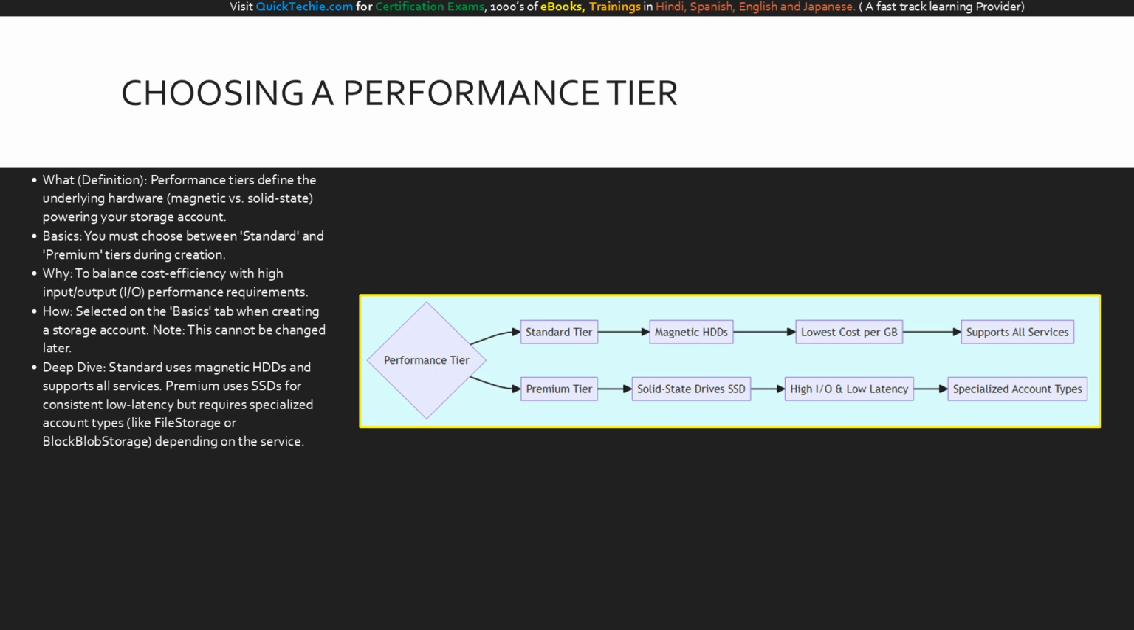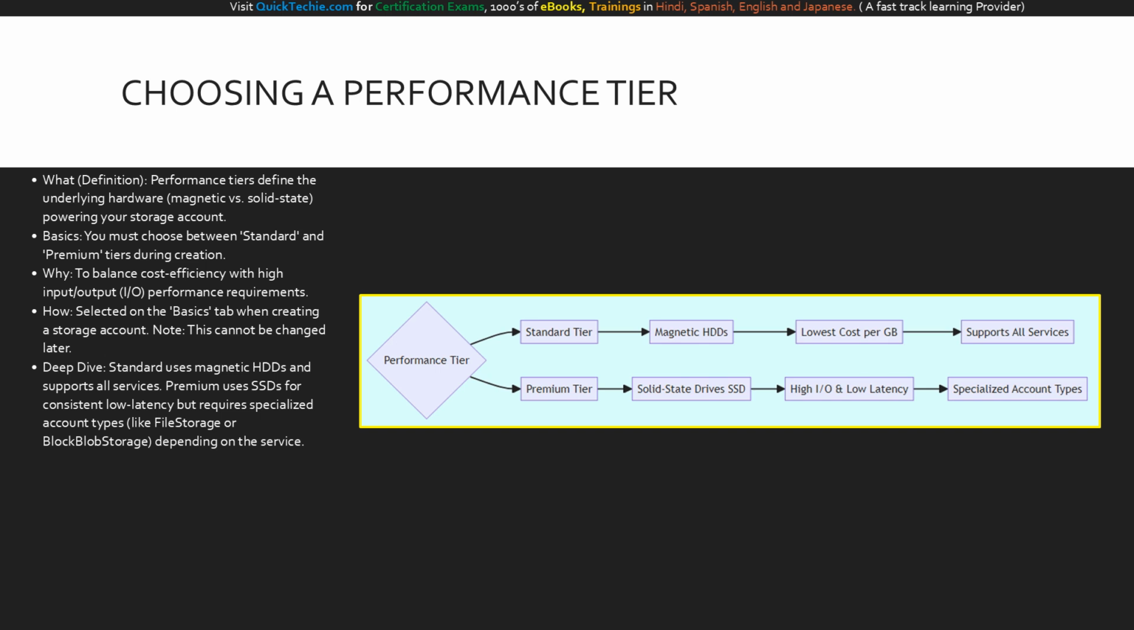In our deep dive, remember that standard storage uses traditional magnetic hard drives and supports all storage services. Premium uses high-speed SSDs for ultra-low latency, but requires you to select specialized account types depending on whether you need premium files or premium blobs.